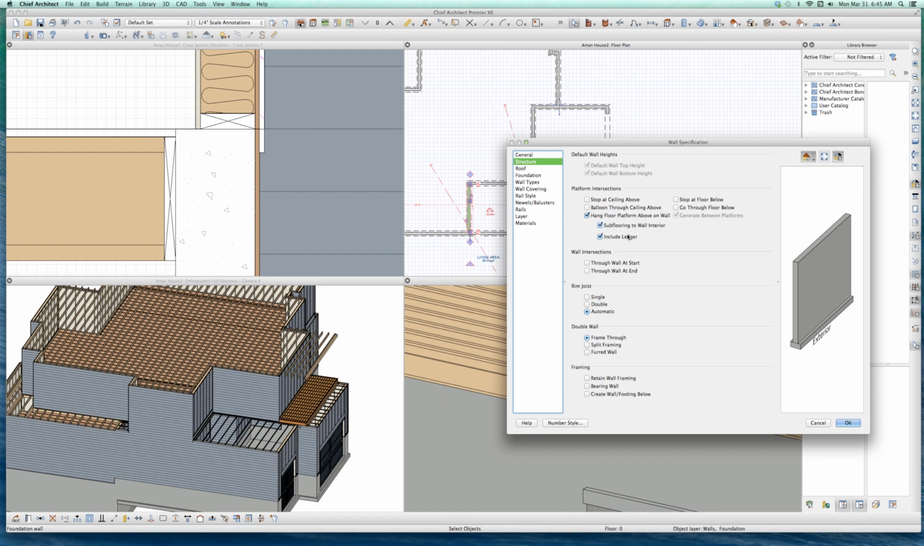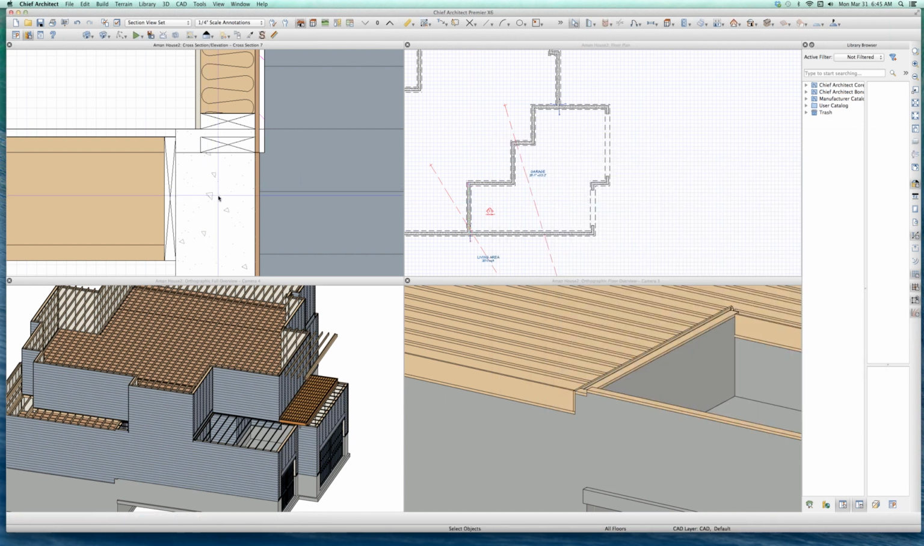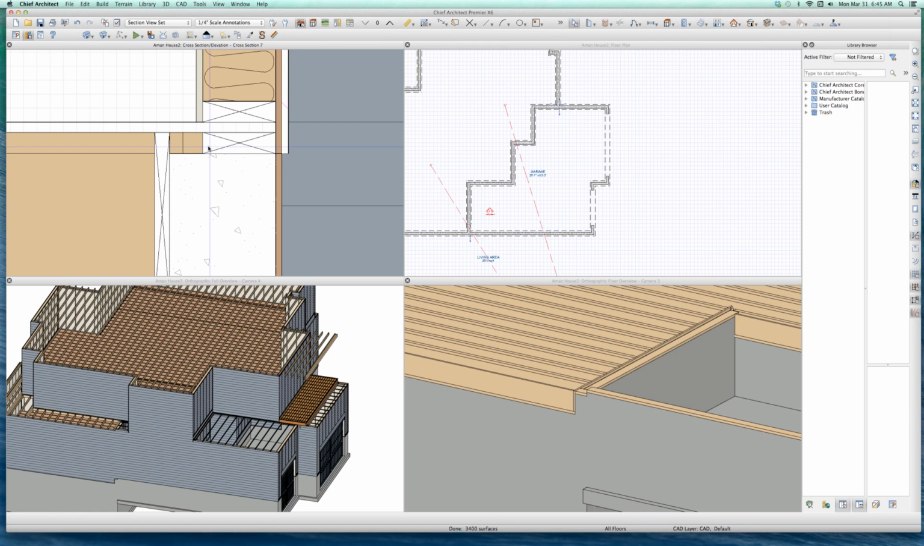But actually, most of the time, I don't think we want the subflooring to the wall interior. Let's see, how else would I want to do this? No, that's not the way I would want to do it. I do not think I want the subflooring to the wall interior. What I would really want is, delete that, auto detail. That's what I would want. And then what I would want is this sill plate.